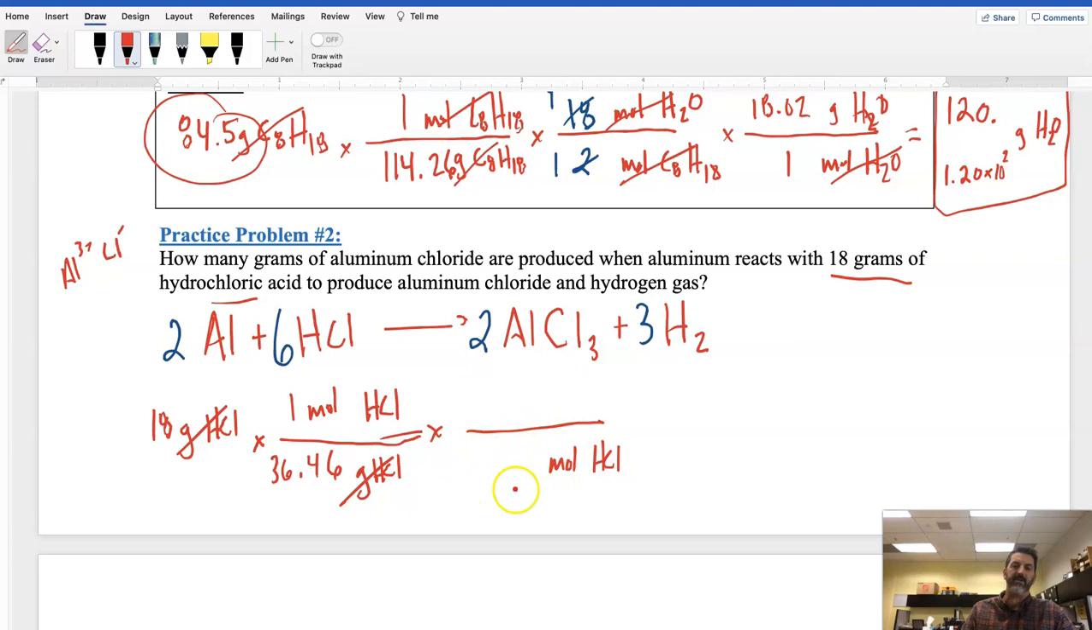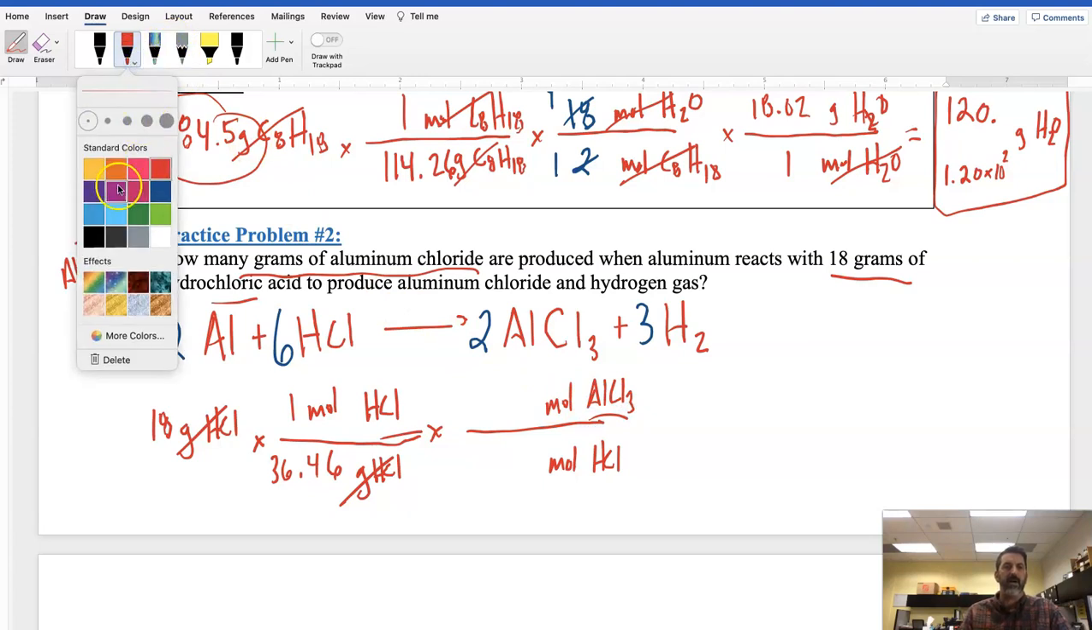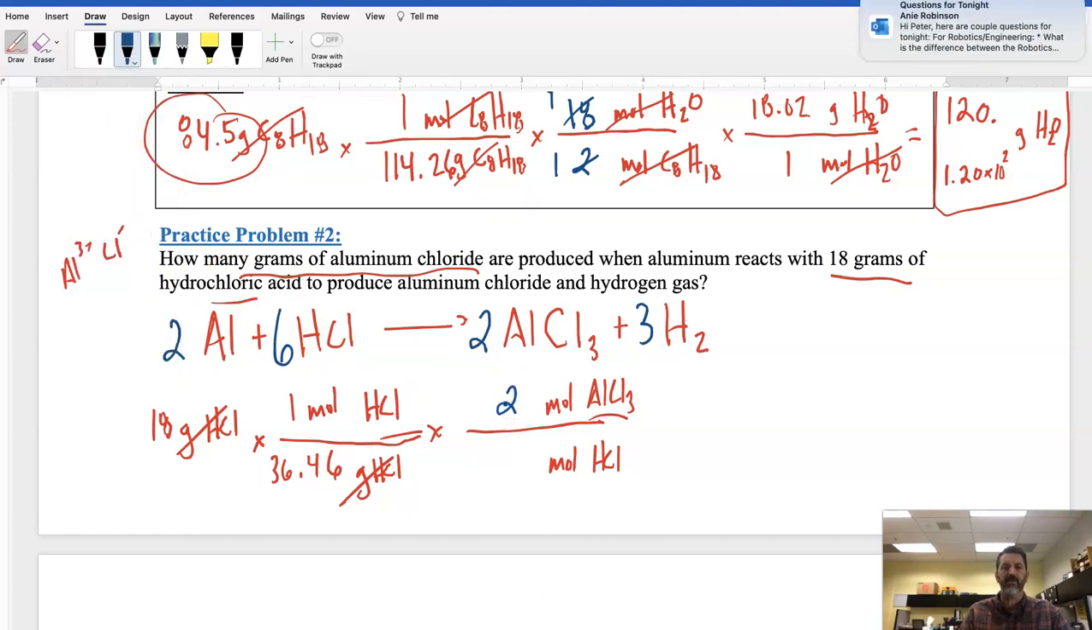I also know that this is going to be a mole ratio, so I'm going to convert this to moles of whatever I want to find. How many grams of aluminum chloride? So that's what I'm trying to find. So aluminum chloride. Okay, and now I need the mole ratio right off the balanced equation. So in front of the aluminum chloride there is a 2, and in front of the HCl there is a 6.